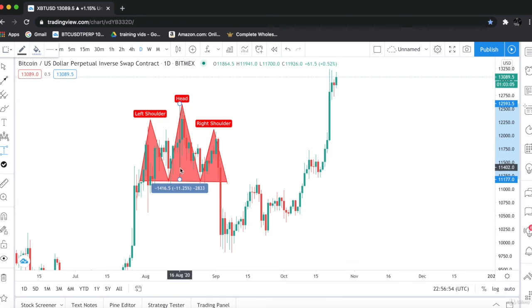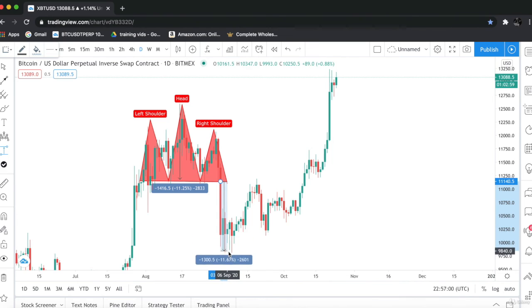As you can see in this head and shoulder chart pattern, the neckline got broken, the price went all the way down and perfectly hit the target. Upon breaking the neckline, this would be our target. So this is the simple head and shoulder chart pattern.